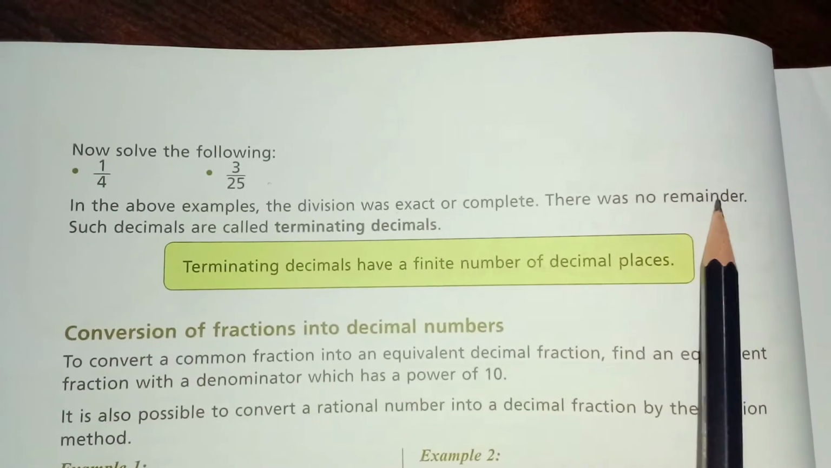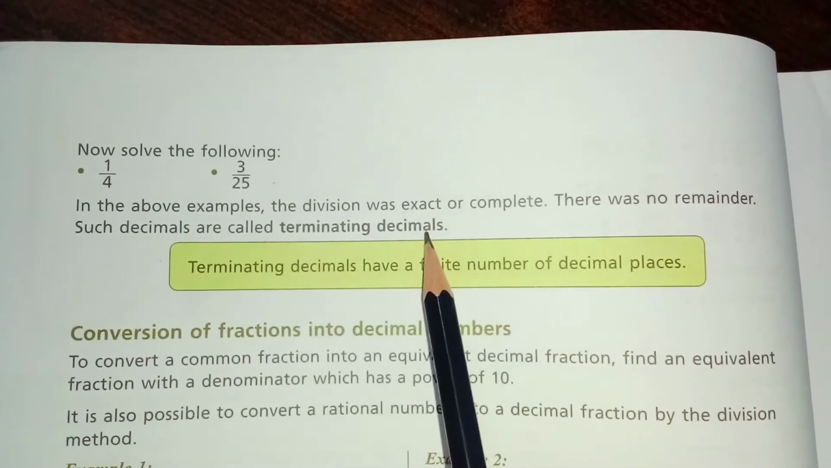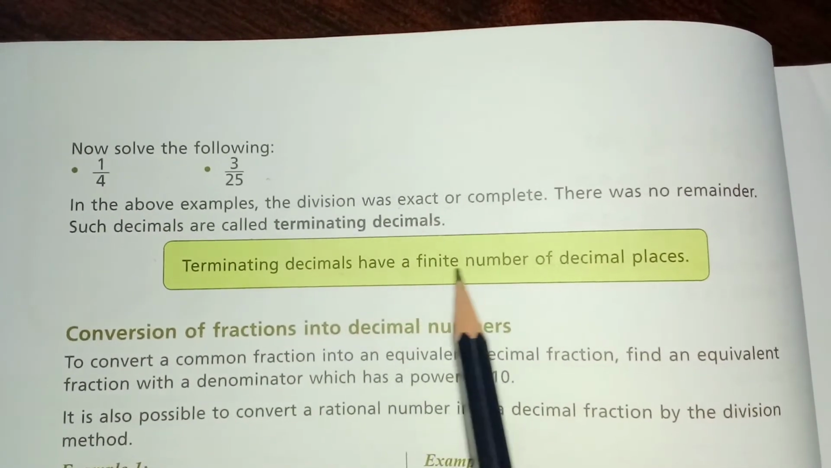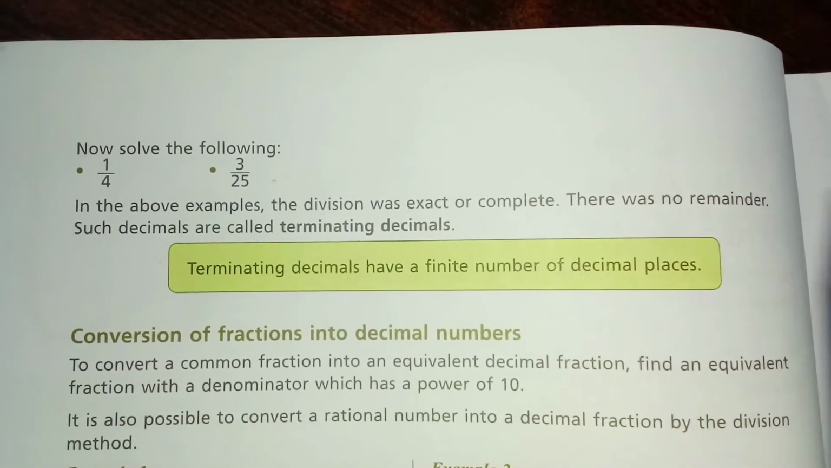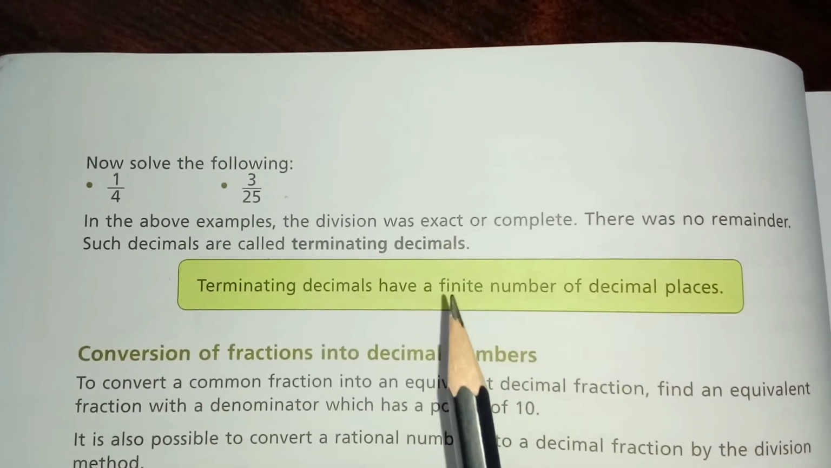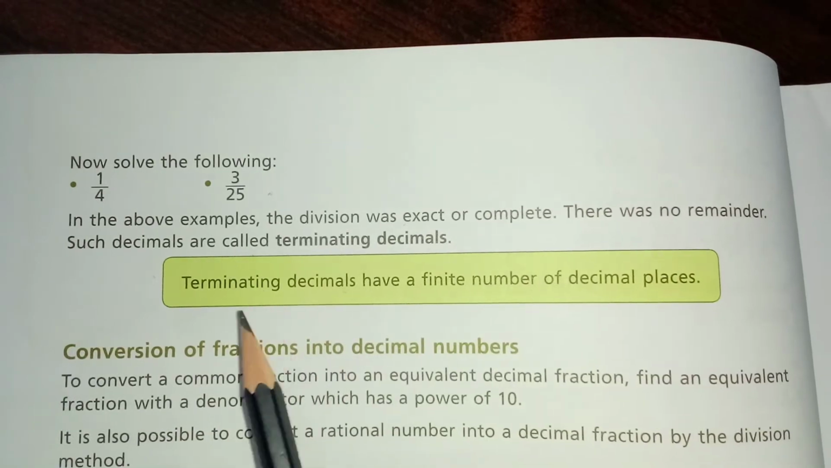There was no remainder. So such decimals are called terminating decimals. Terminating decimals have a finite number of decimal places. When the division process is exact or complete, they are called terminating decimals.